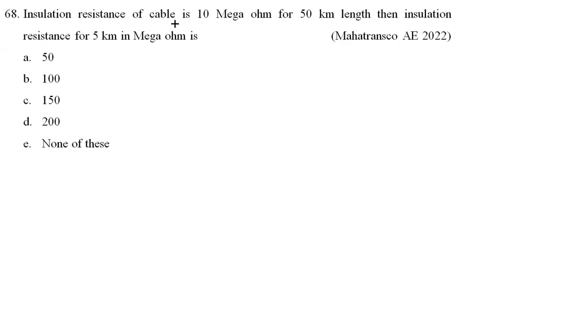Question 68. Insulation resistance of a cable is 10 mega ohm for 50 km length. Then the insulation resistance for 5 km in mega ohm will be. So 5 options are given. Again asked in the Mahatransco AE exam year 2022.